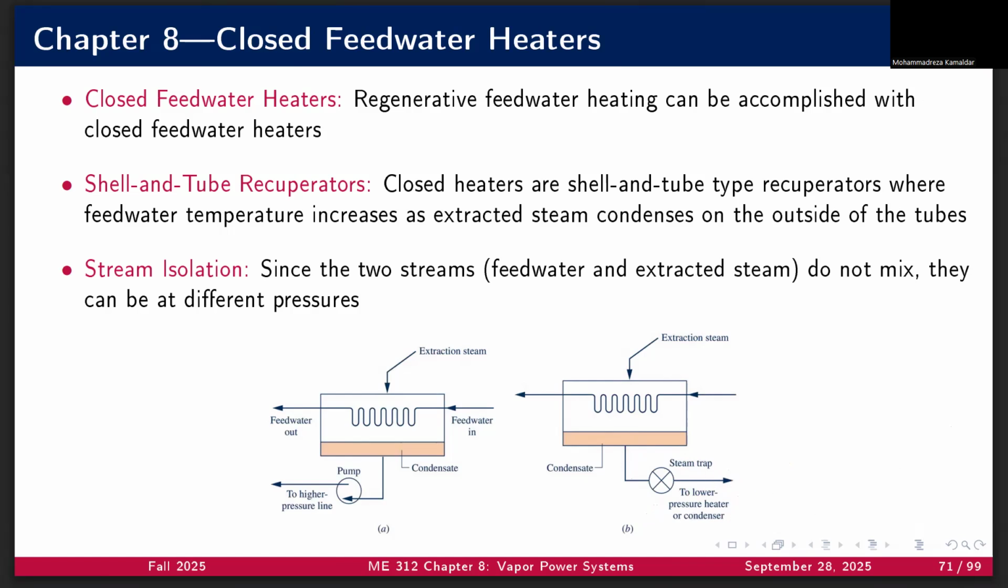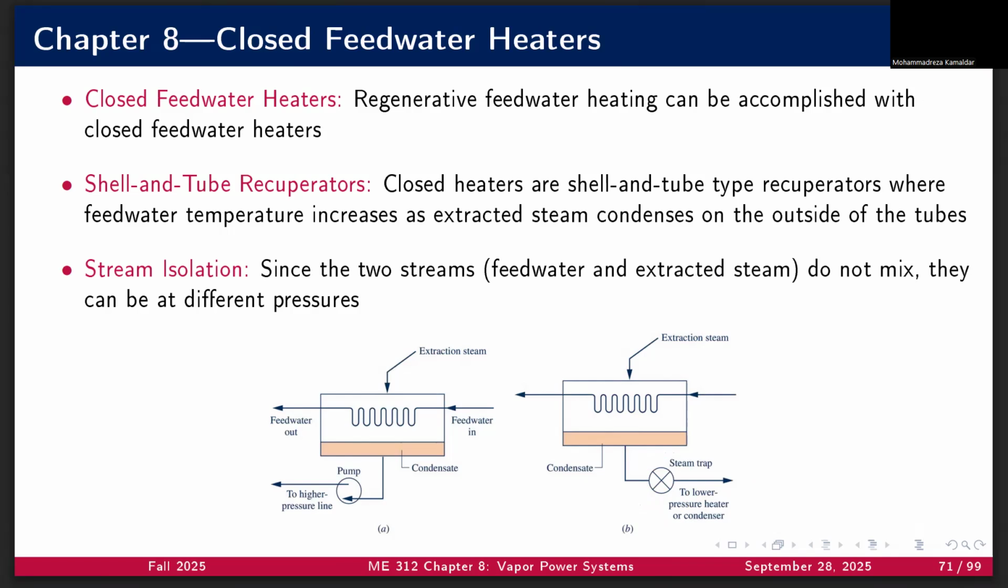This expansion is a throttling process, meaning that it's a constant enthalpy process. And while it's simpler as it avoids the extra pump shown in diagram A, it's also an irreversible process that slightly increases the cycle's entropy generation. So the enthalpy is constant because, as I said, this is a throttling process, but this is an irreversible process, which means that entropy is going to increase here.